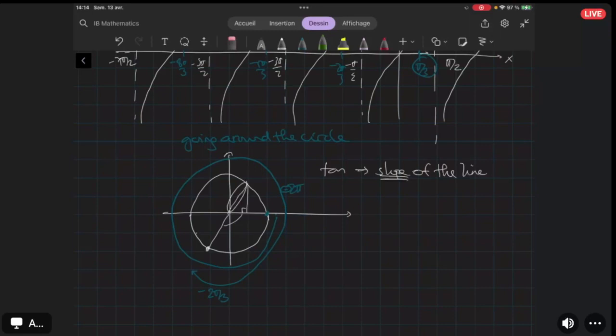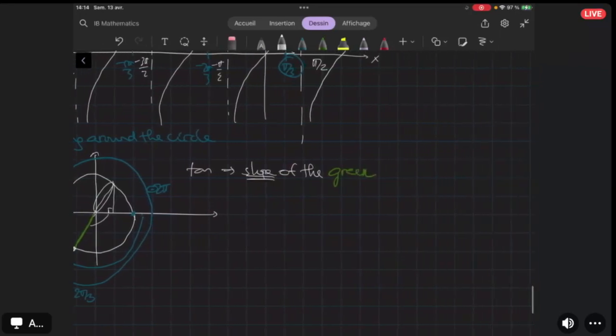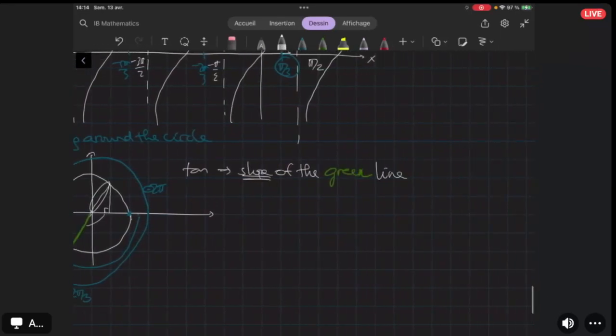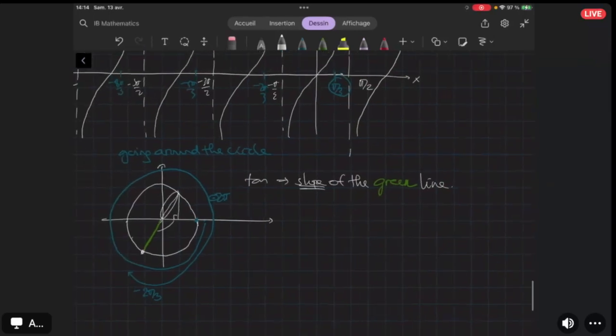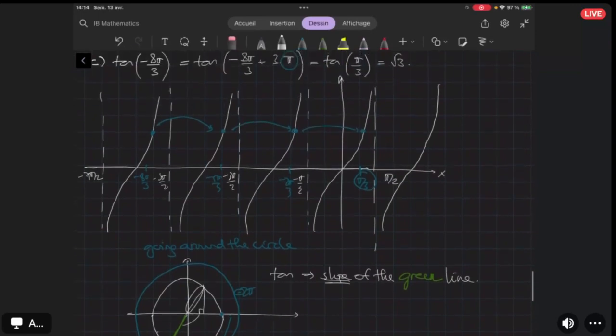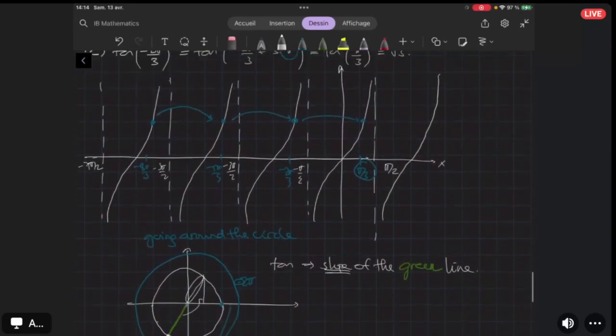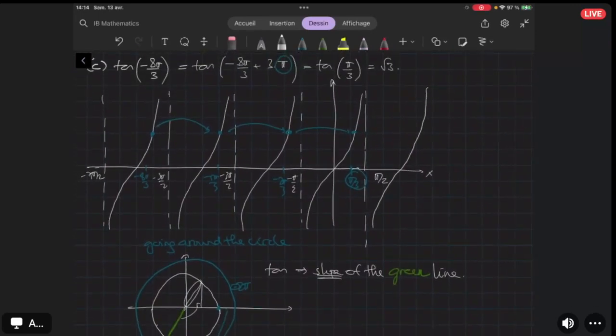I'm going to make it green. And see. Thank you, creative. So no problem. Yes, you remember how slope is defined as rise over run, right? And tan is sine over cos. So that's kind of how the relation works.